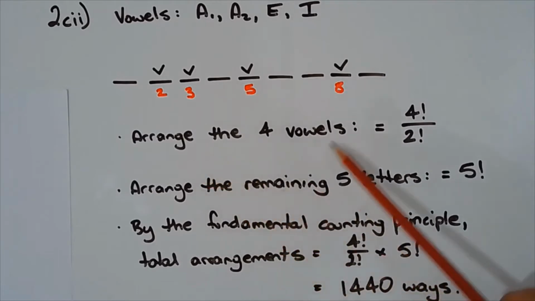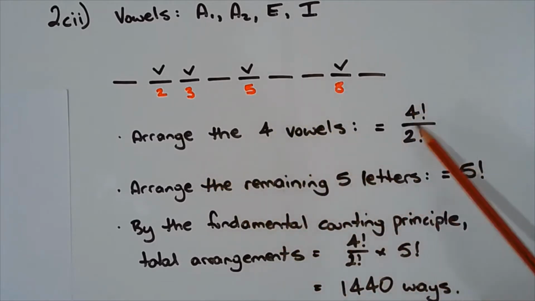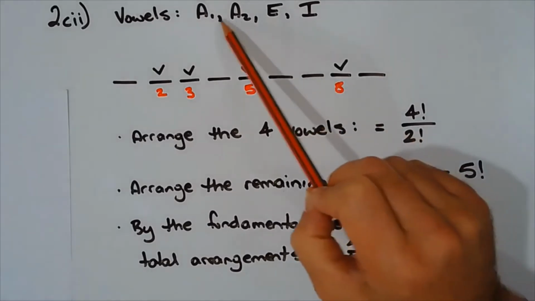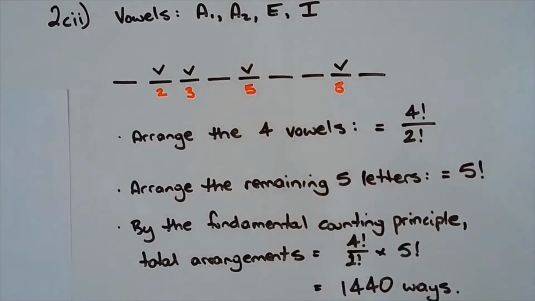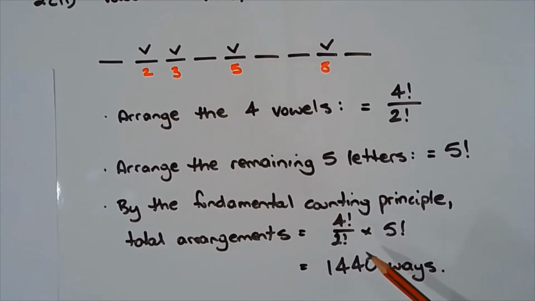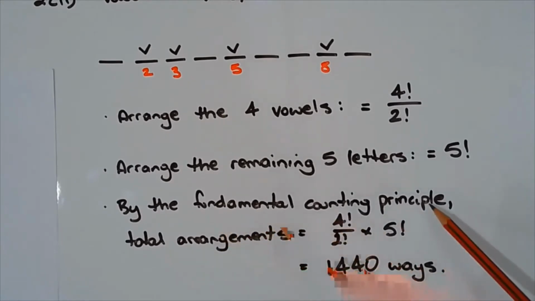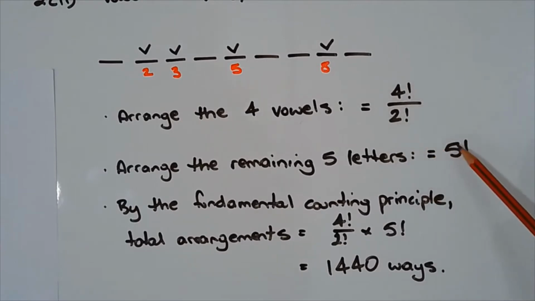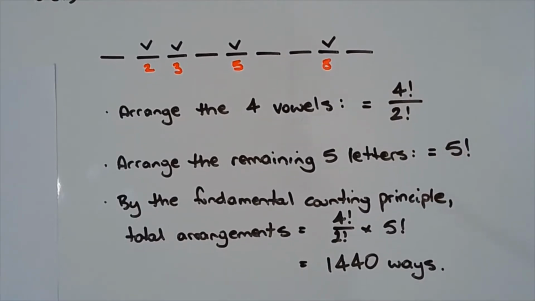So the number of ways these 4 vowels can be arranged is 4 factorial divided by 2 factorial, since the 2 factorial represents the number of ways that these letter A's can be arranged among themselves. Arranging the remaining 5 letters can be done 5 factorial ways. And then applying the fundamental counting principle by multiplying 4 factorial over 2 factorial by 5 factorial gives us the total number of arrangements. And that's 1,440 ways.